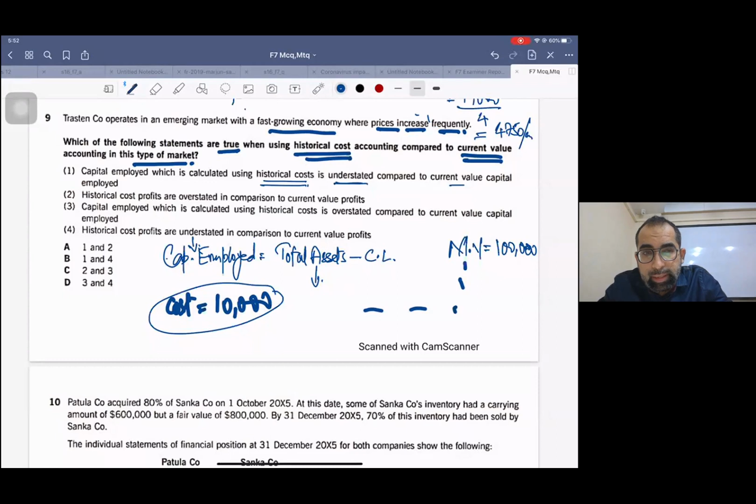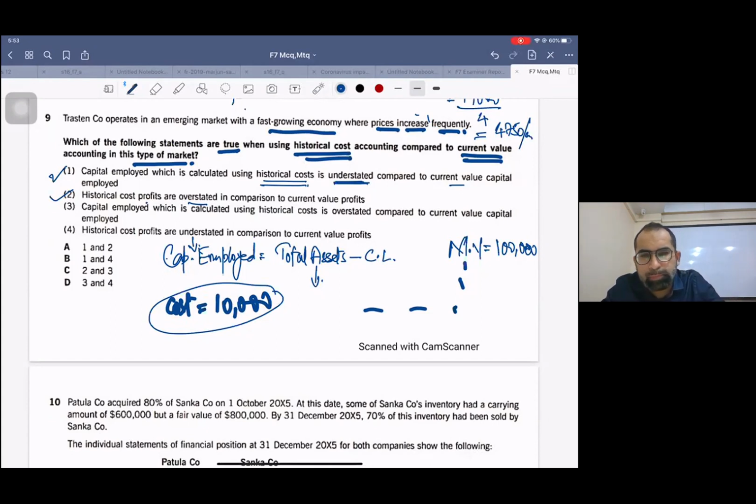So this is correct. Capital employed calculated using historical cost is understated. They are correct, this is true. Now, historical cost profits are overstated in comparison, yes, this is also true. Why? When we are using cost instead of market value, the value of our assets is understated, so definitely the depreciation expense will be low. When your depreciation expense is low, your profit will be high. So point number 2 is again correct.